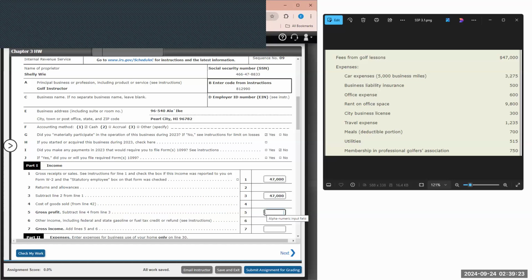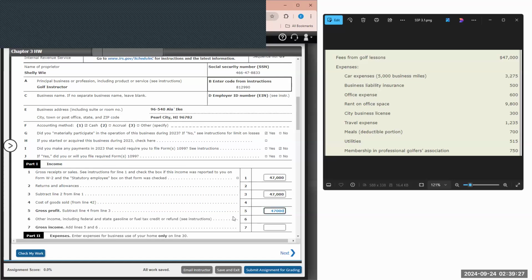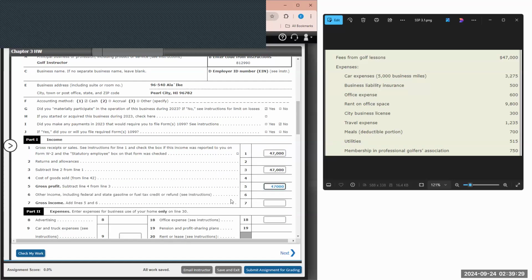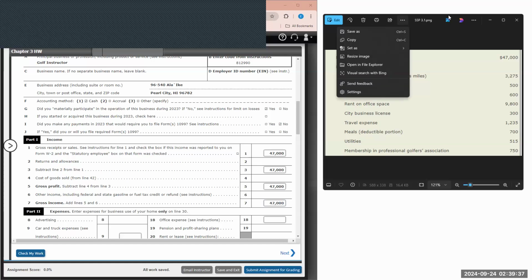We get our gross profit, which is obviously 47,000 minus 0. And then there's no other income. So we just carry down our total gross income. So normally, let's see.